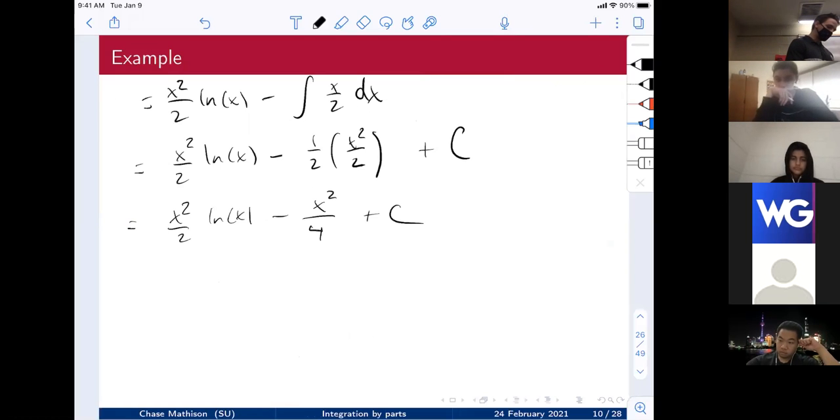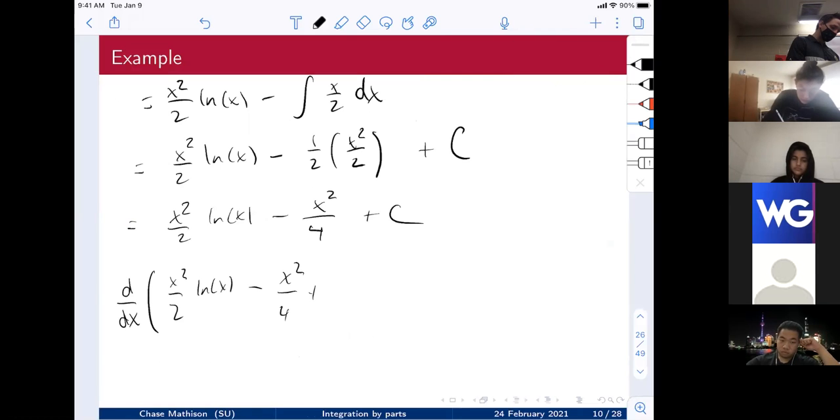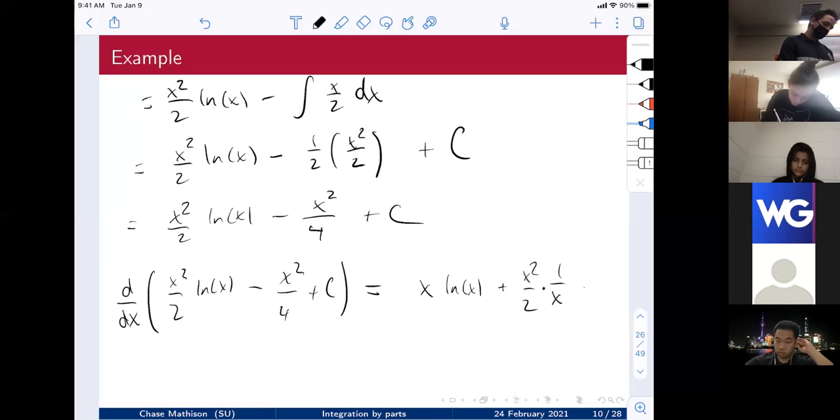And really quick, you should always verify that the derivative of your final answer gives you the original thing we were integrating. So the derivative of x squared over 2 natural log of x minus x squared over 4 plus some constant is, well, by the product rule, I'm going to get derivative of x squared over 2 is just x. Then I'll leave natural log of x alone. And then plus, I'll leave x squared over 2 alone. I'll multiply by the derivative of natural log of x. And then I'll take minus the derivative of x squared over 4.